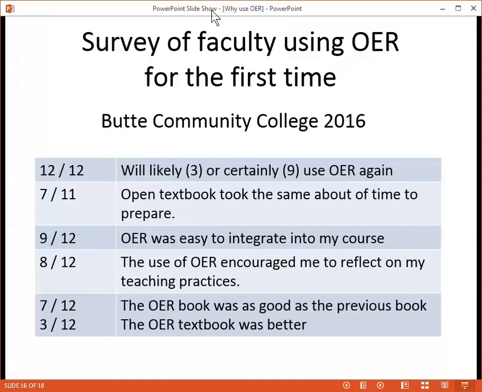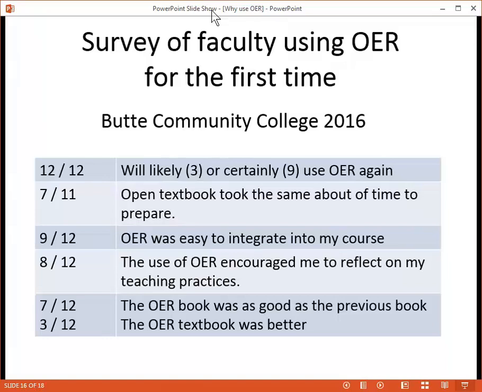9 out of 12 said that the OER was easy to integrate into their course. It's the textbook like any other. 8 out of 12 said that the change in textbooks encouraged them to reflect on their teaching practices. And this is particularly interesting because this may have to do with the customizability, right? So when you have the option to customize the book, that can really help folks think about how to build the book in with their class. At least that's the effect it's had on my teaching.